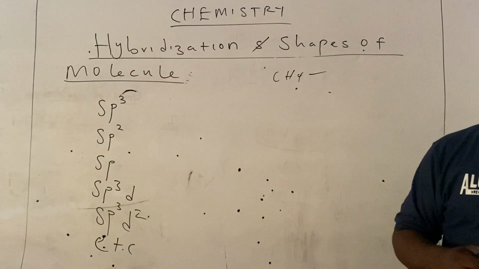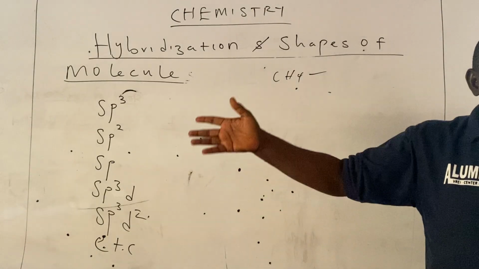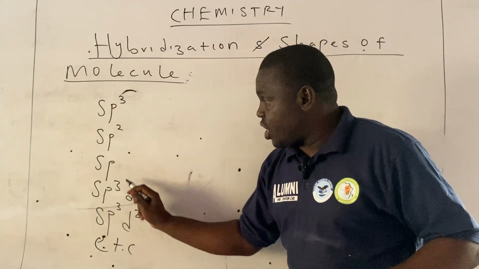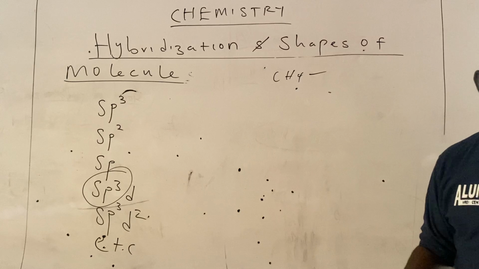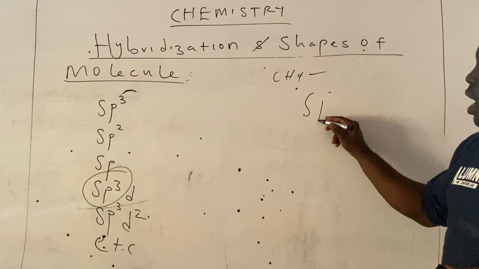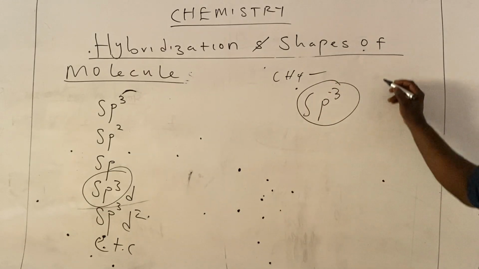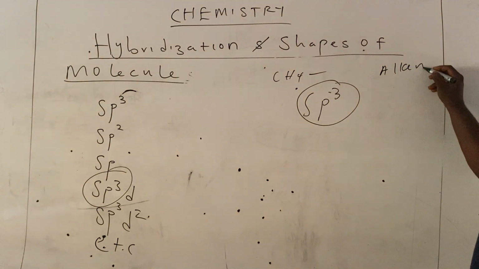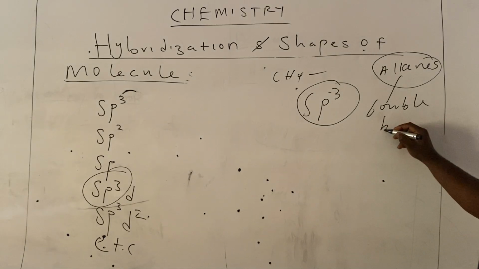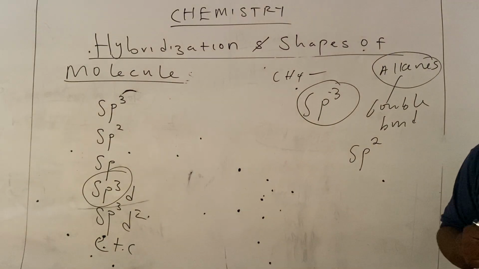Methane is from alkane. What would be the answer? sp3. Yeah. Why? That's for saturated hydrocarbons. So for the saturated hydrocarbon, the hybridization is sp3. Please write that down. But I'm going to tell you why. For the alkenes, the double bond, they have hybridization of sp2.